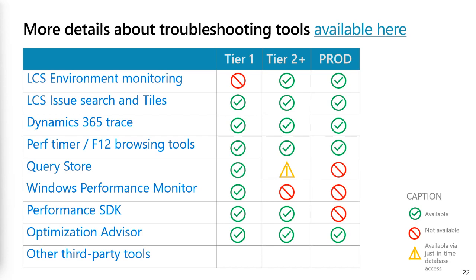The Windows performance monitoring requires operating access, which is only available for Tier 1 environments. Performance SDK requires system access that is not available for production environments. Other third-party tools, examples like PSPing, Fiddler, they have all their valid use cases, but we will not discuss them in detail in this Tech Talk here.